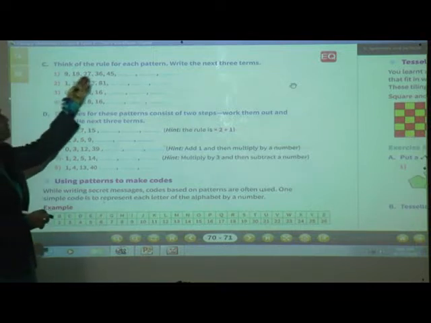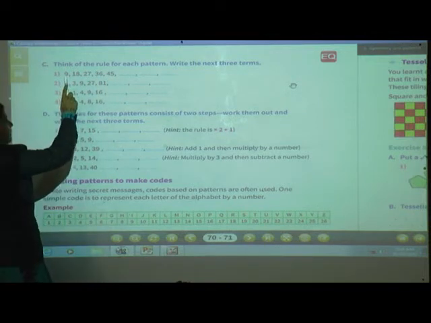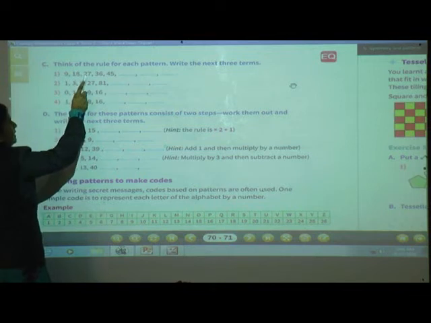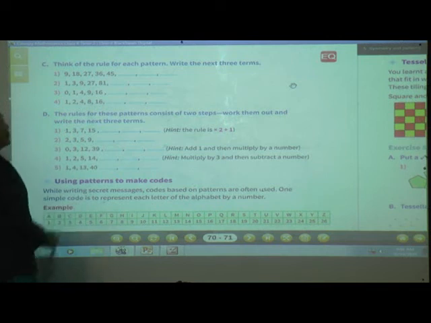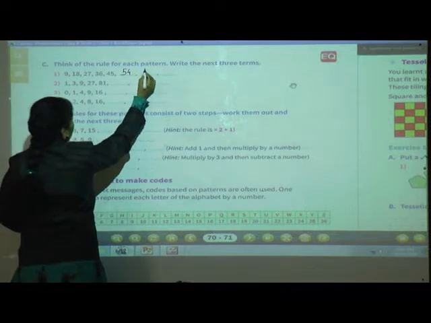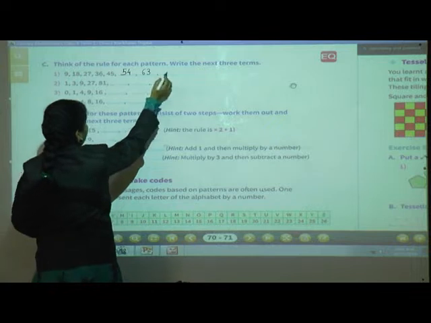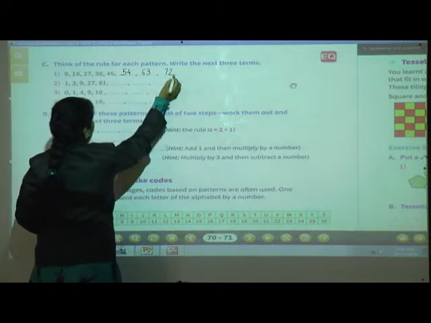Yes, this one is a table of 9, isn't it? This one is a table of 9. So 9 ones are 9, 9 twos are 18, 9 threes are 27, 9 fours are 36, 9 fives are 45, and 9 sixes are 54, 9 sevens are 63 and 9 eights are 72.